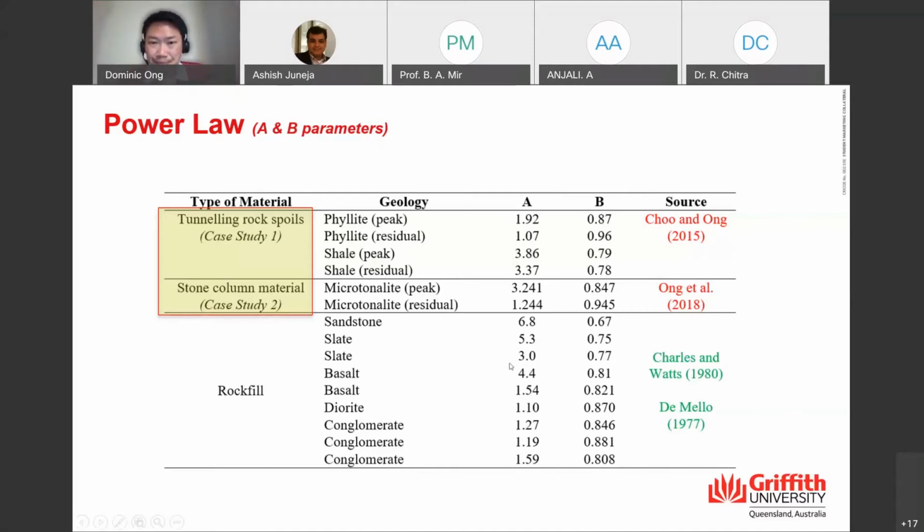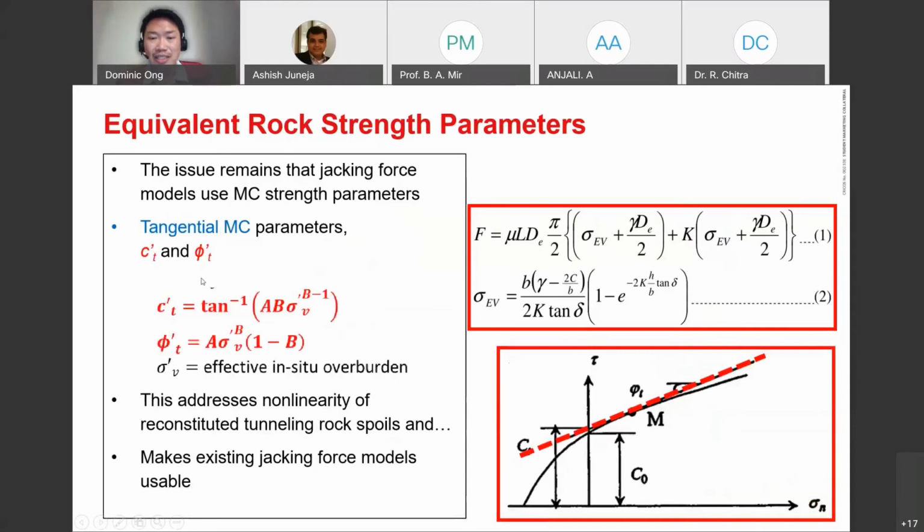And that is exactly what we do. We recommend the A and B parameters, and not only that, we do back analysis for pipe jacking drives. If you look at all our publications, we have done it for more than 10 drives in different geology, using the same A and B parameters to consistently obtain good results in the back analysis.